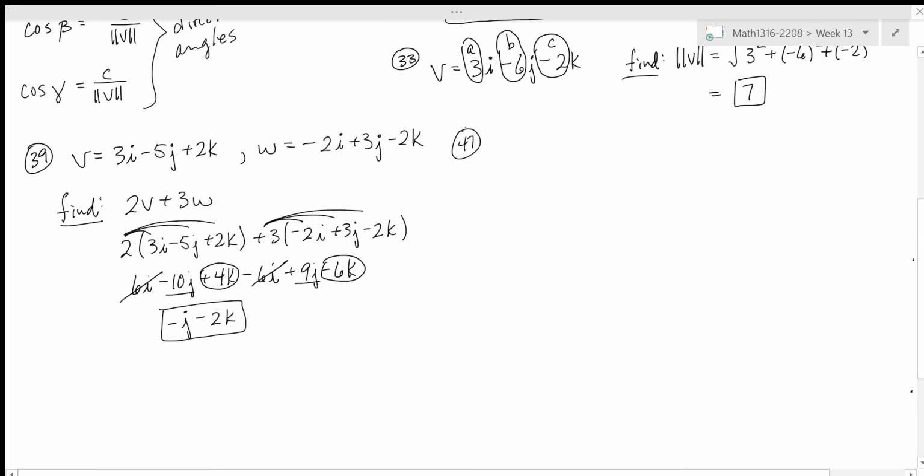Number 47 is next. 47. And they give me vector v, 3i minus 6j minus 2k. And what does number 47 want? It says find the unit vector. So if you'll remember from section 9.4, I think the unit vector was given in 9.4, and that is vector v divided by its magnitude. This is the formula to find a unit vector. So that's going to be the original vector.